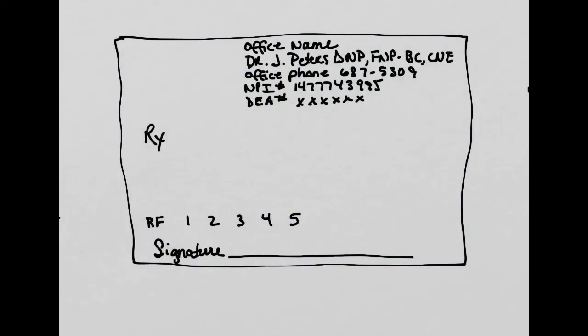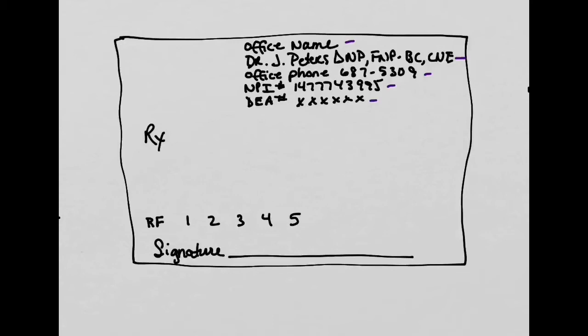All right, I'm going to show you an example on how to write a prescription. Again, much of this is done through the electronic health record, but it's still always good to know how to write one out, because then when you do it electronically, you kind of know what you're doing and where things need to go. So I already put on the top the office name, my name and credentials, office phone number, my NPI, and your DEA number.